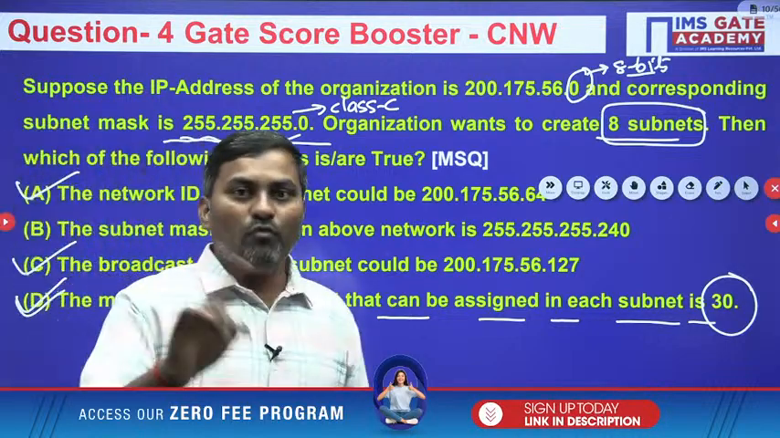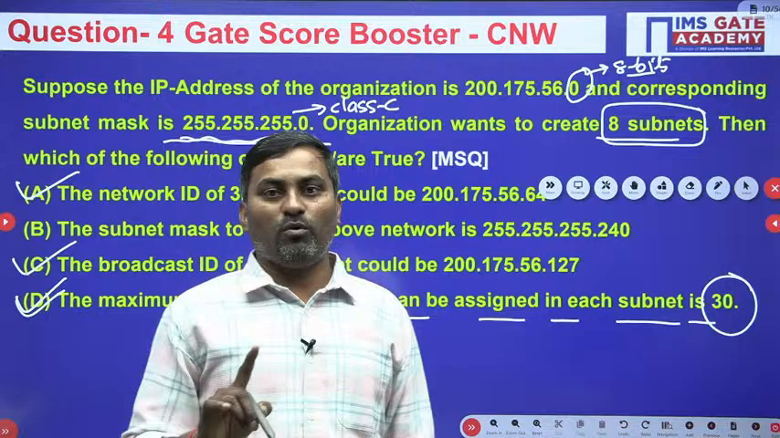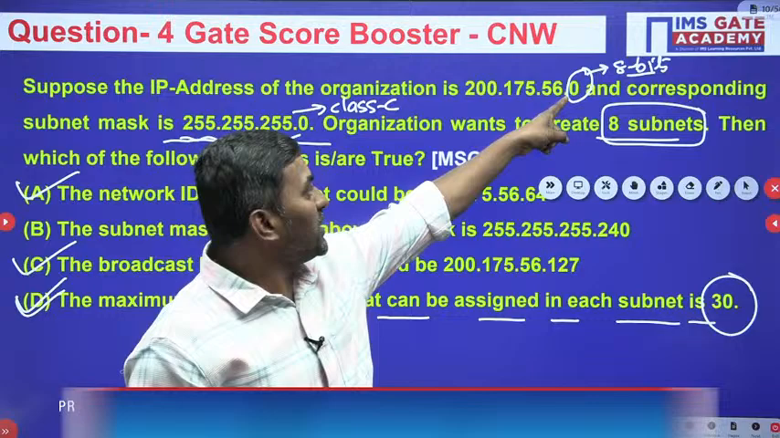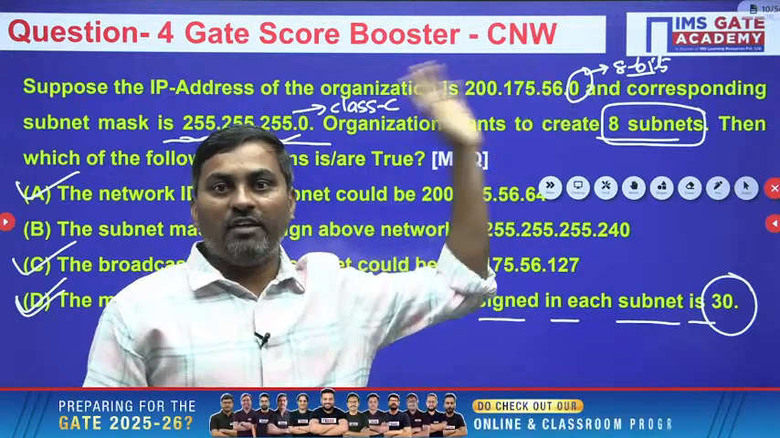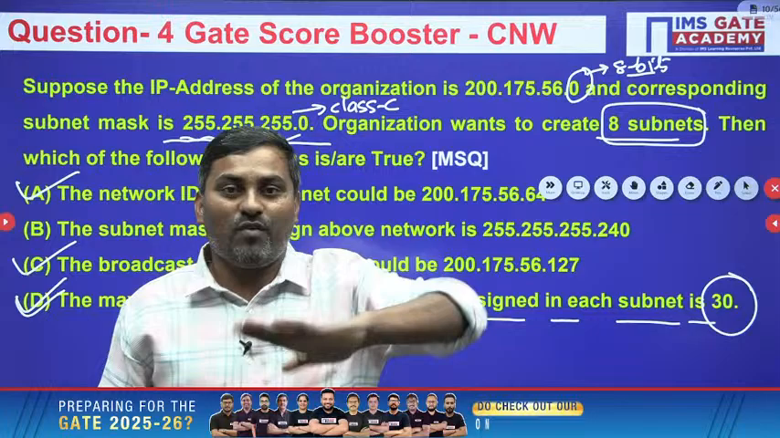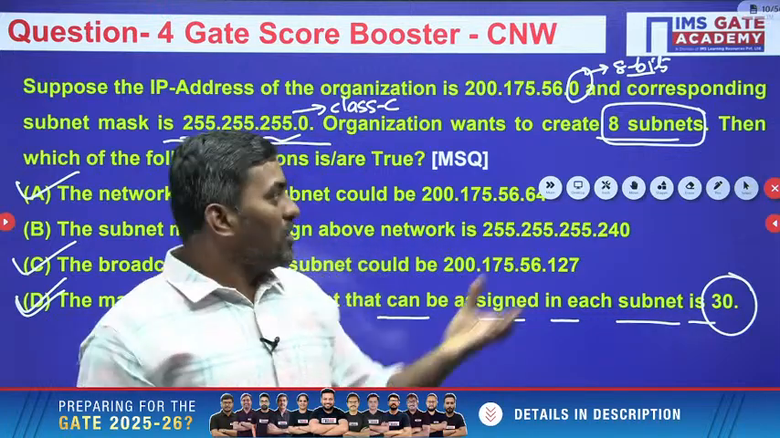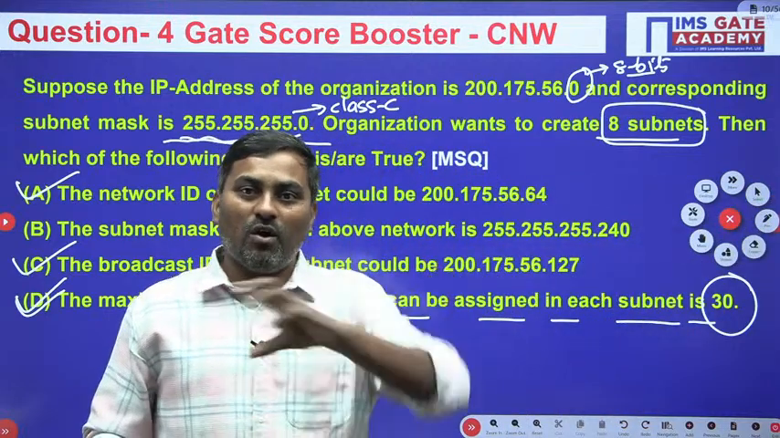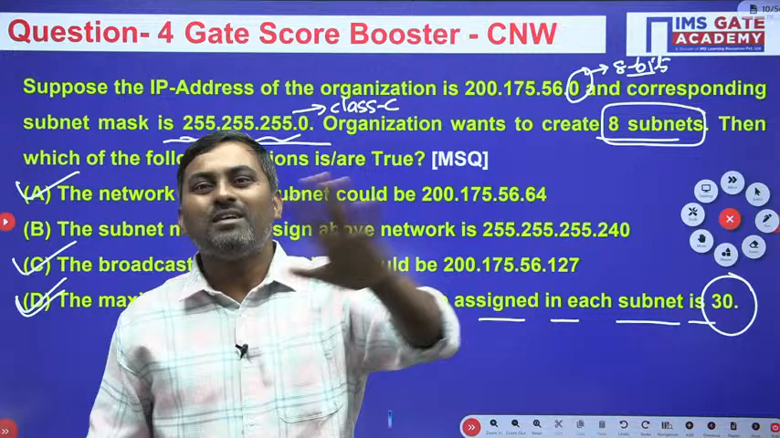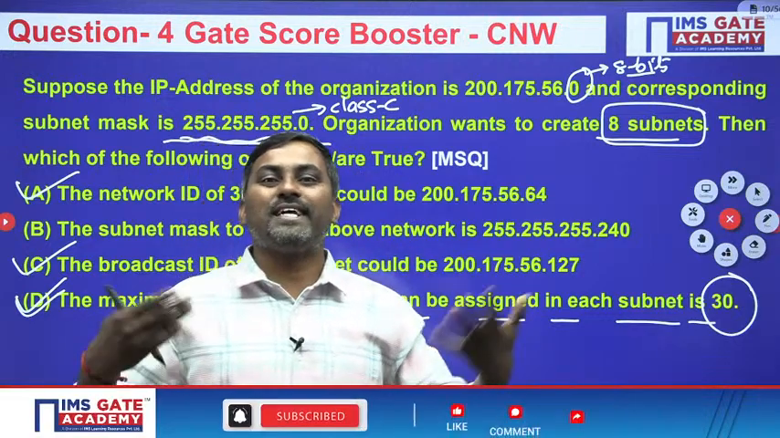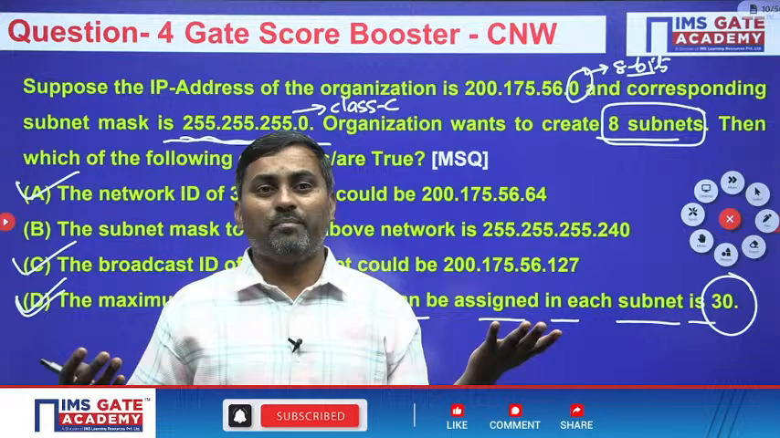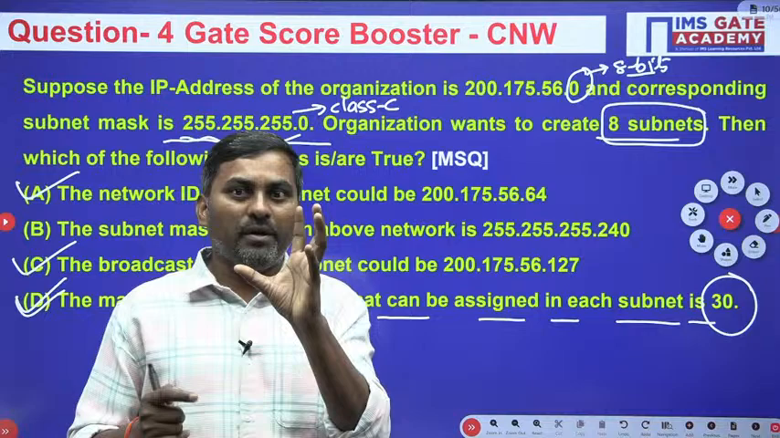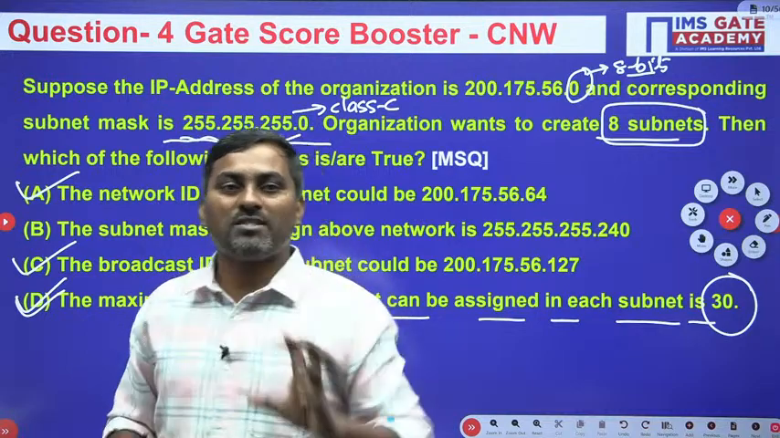Now, one more thing. 3 bits need to be borrowed. If you borrow 3 bits, they become 1. If the 3 bits are 1, what is my subnet mask? Because all are equally divided, all 8 subnets have the same subnet mask. Please understand: whenever subnet sizes are the same, the subnet mask is also the same. If the subnets have different sizes of IPs, then the subnet mask changes.